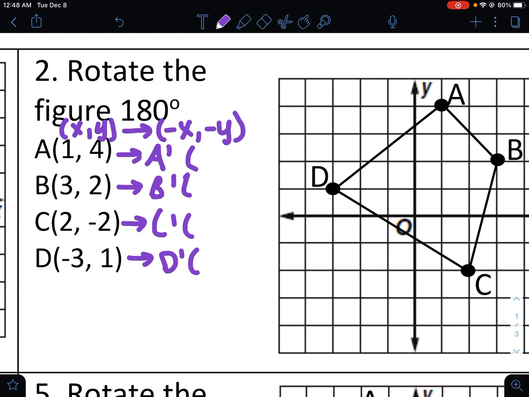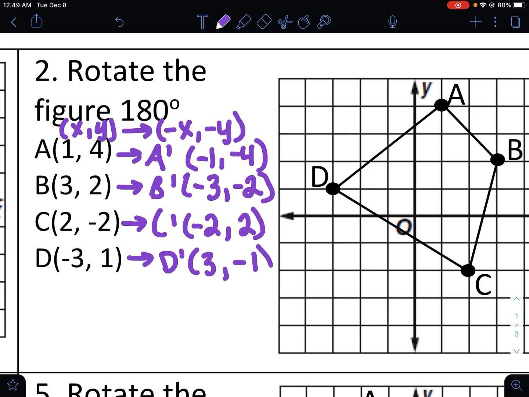So for A prime, that's going to be -1, -4, because they both started off positive. Same thing for B, so -3, -2. For C, however, this first 2 is now negative, but the second 2 was already negative, so now we make it positive. And then for D, we have -3, 1, so that's going to be 3, -1.